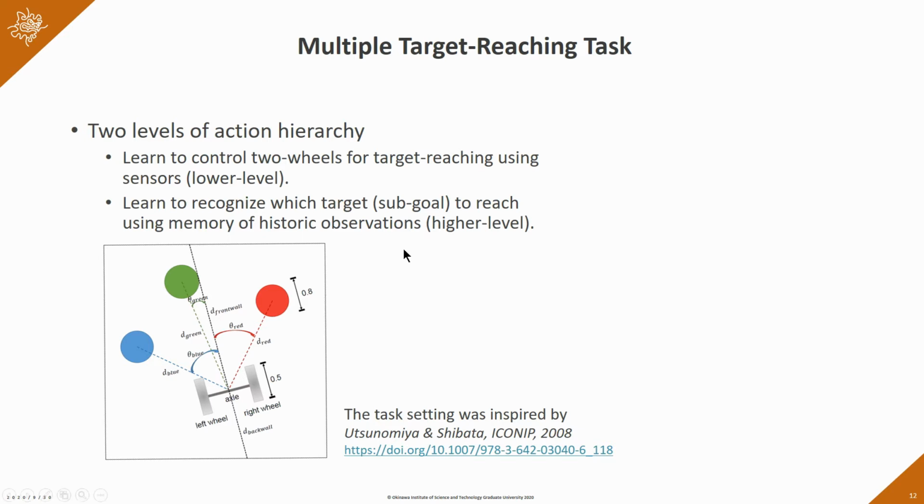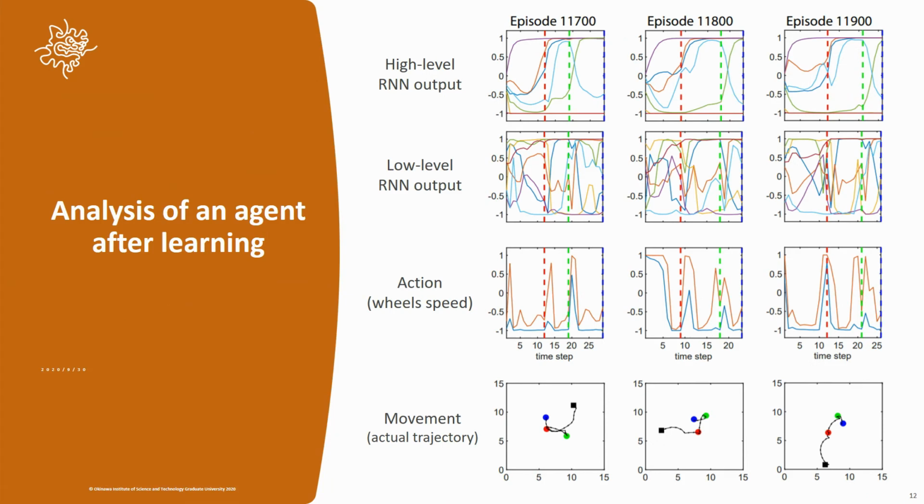Here is a video of a trained agent. You can see it can successfully fulfill this task by first going to red and then green and blue. Our agent, after enough training, can reach more than 95% success rate. Knowing that the agent can successfully learn this sequential target reaching task, let's do some analysis of the neural activities, because we are interested in how the action hierarchy can be self-organized in the network.